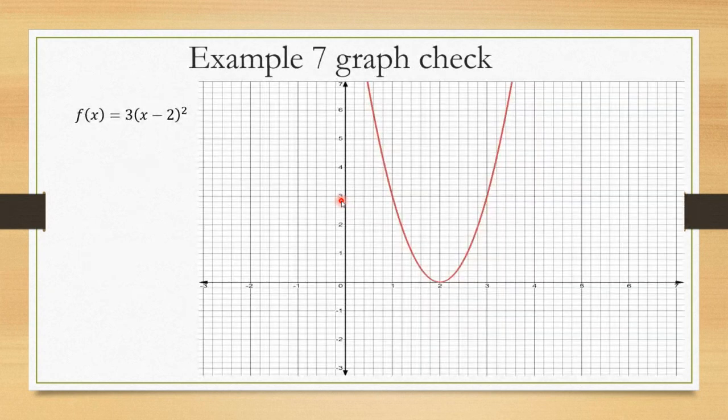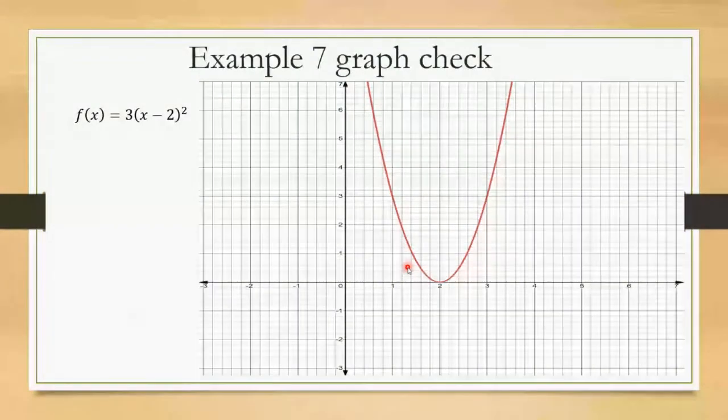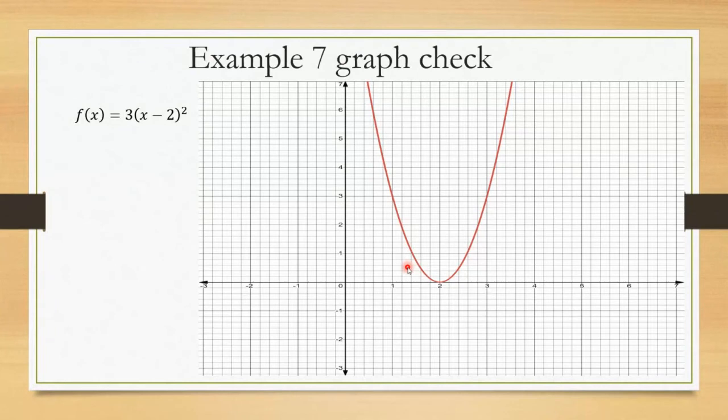And again, as a check, I just sketched the graph of what we got. And yeah, the vertex is (2, 0), and it passes through the point (1, 3). So we do get that. You could also use the other form if you wanted to. I just think it's going to be a lot more complicated. So that's just me, though.